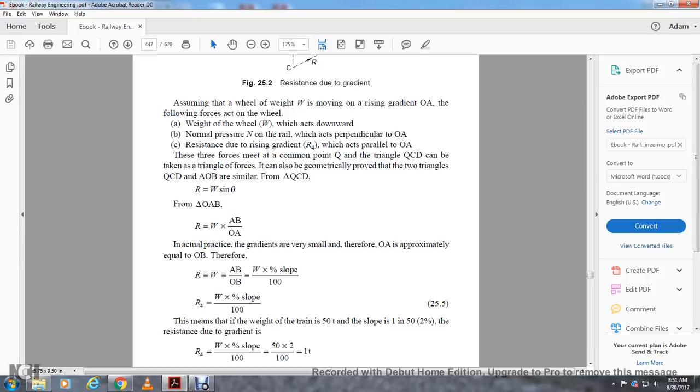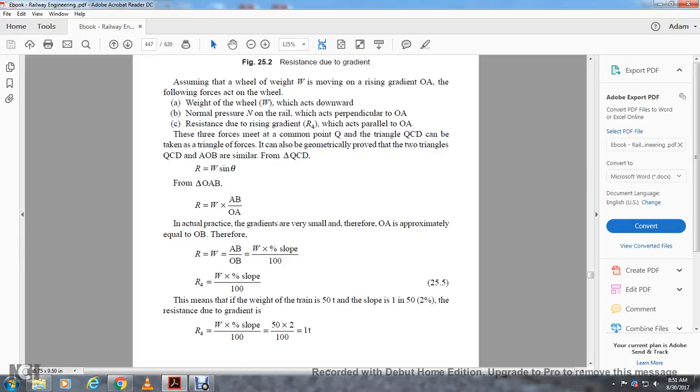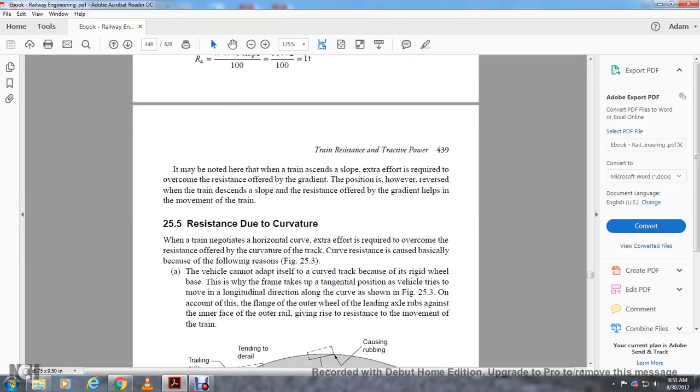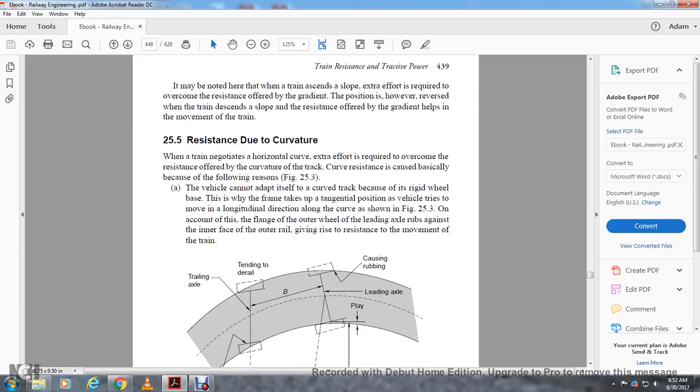For example, if a train weighing 50 tons is on a slope with a gradient of 1 in 50, which is 2 percent, then R is equal to W times the percent of the slope over 100, equal to 50 times 2 over 100, equal to 1 ton. It may be noted that for trains ascending the slope, extra effort is required to overcome the resistance offered by the gradient. However, for trains descending the slope, the resistance offered by the gradient helps the movement of the train.